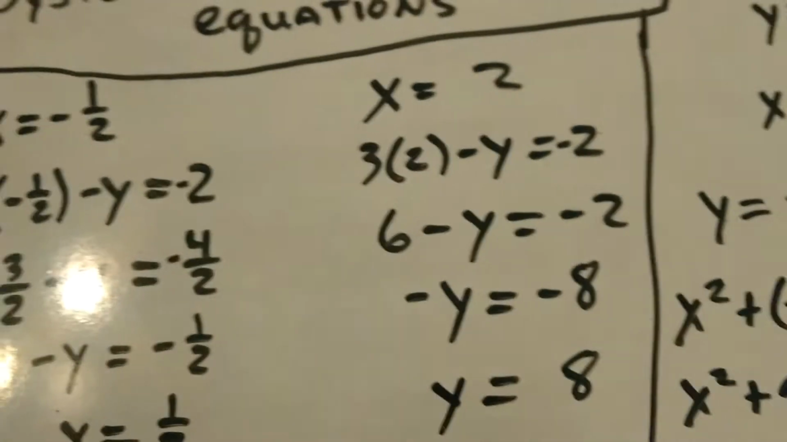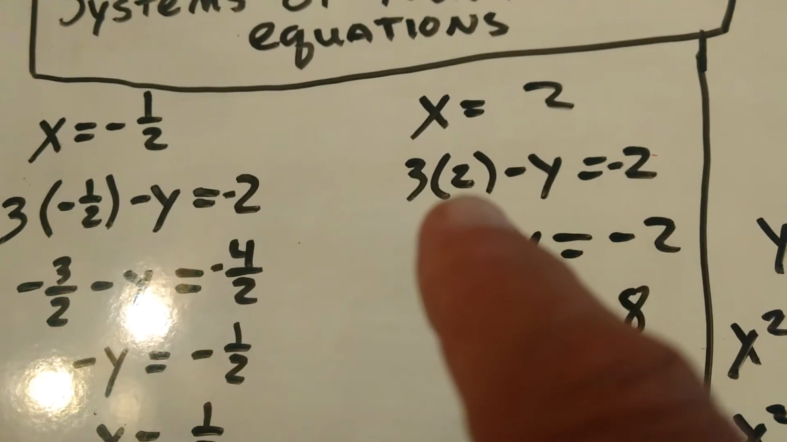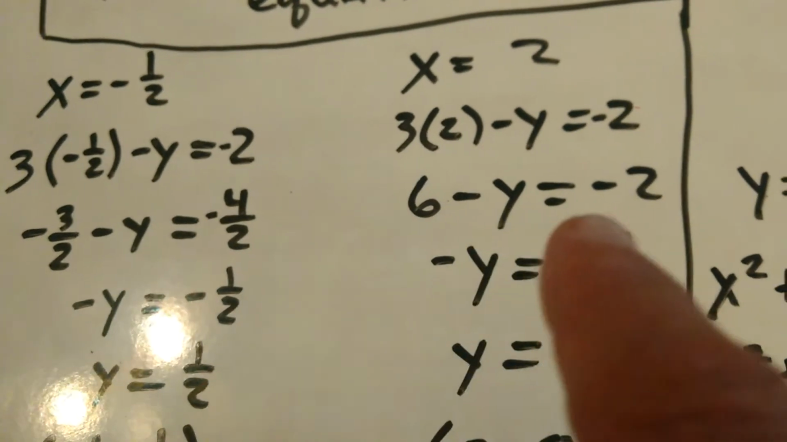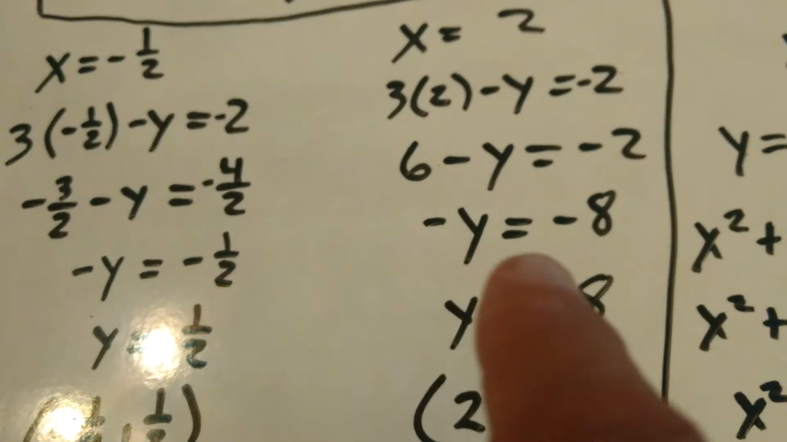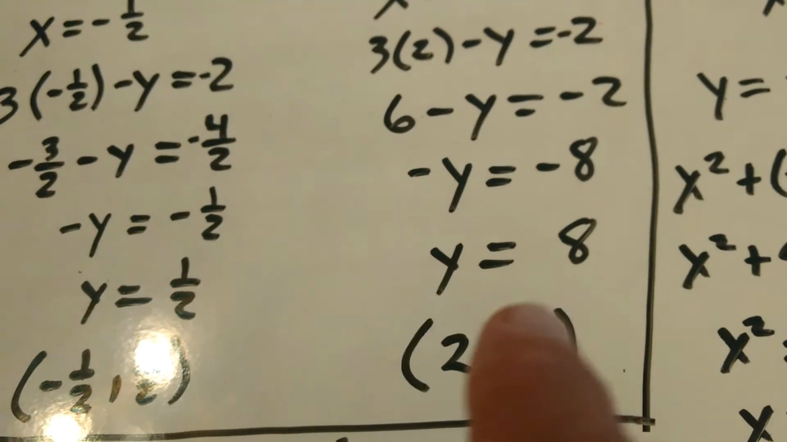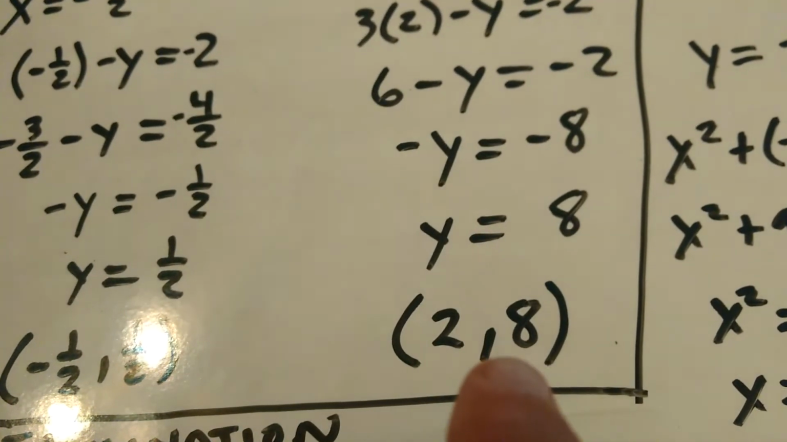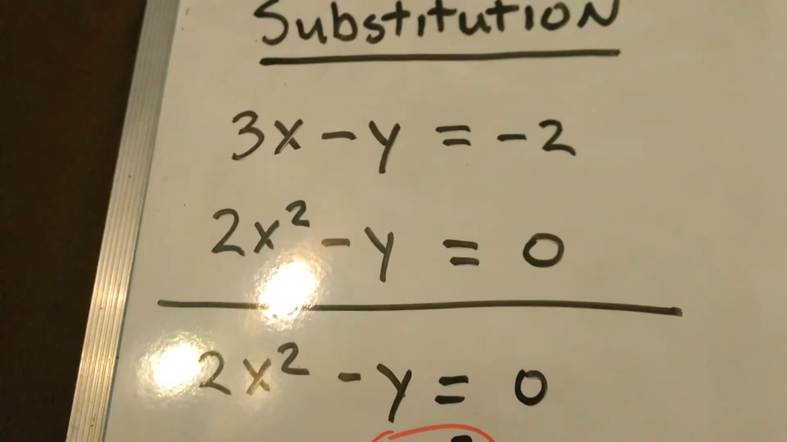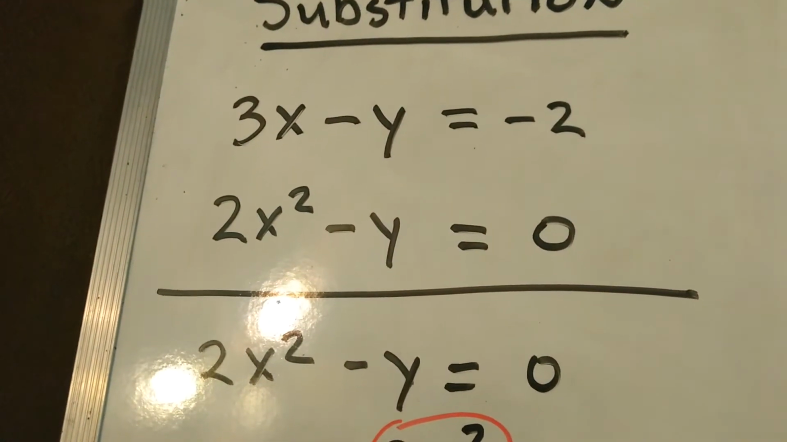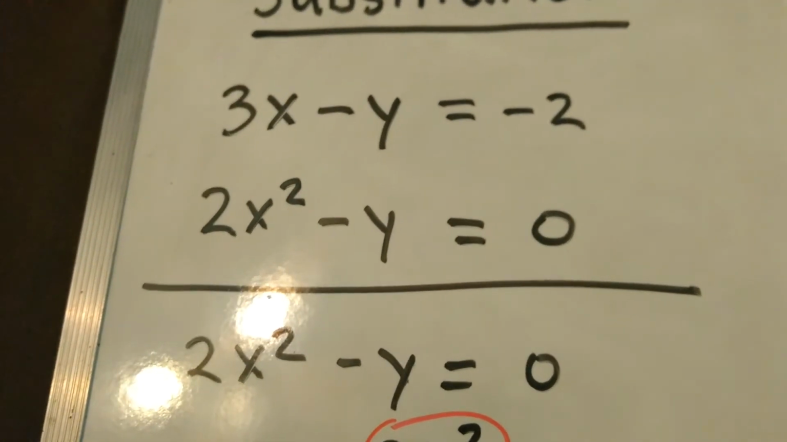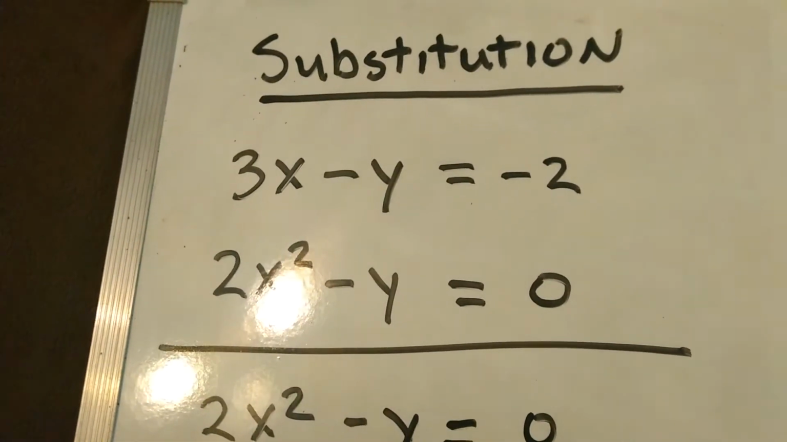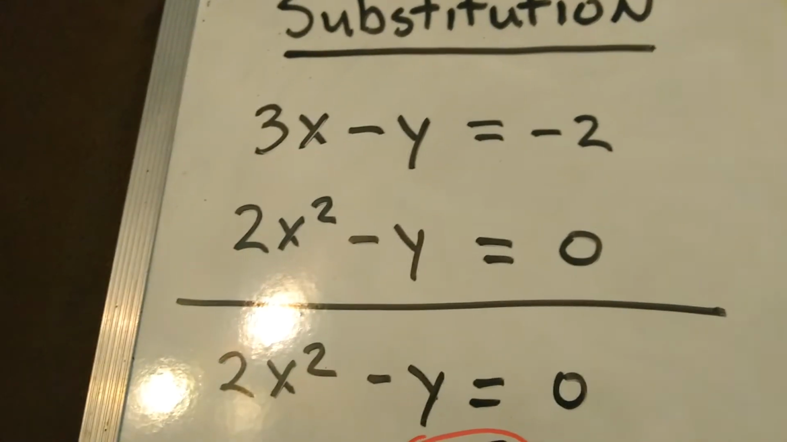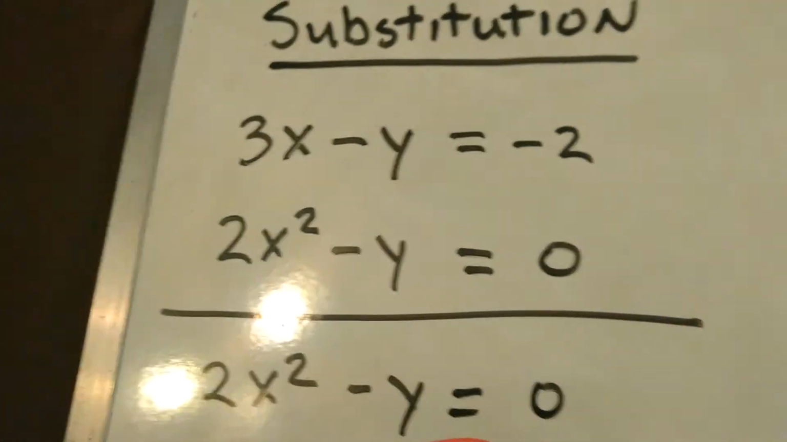Coming over here, we're going to put 2 in for x. So we get 3 times 2 minus y equals negative 2. We get 6 minus y equals negative 2. Negative y equals negative 8. Y equals 8. So we get the ordered pair 2, 8. And in these problems, generally you're going to get 2 or 4 solutions. This is a system of nonlinear equations because one or both of the equations are nonlinear.